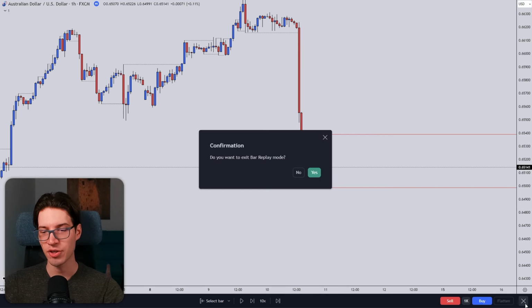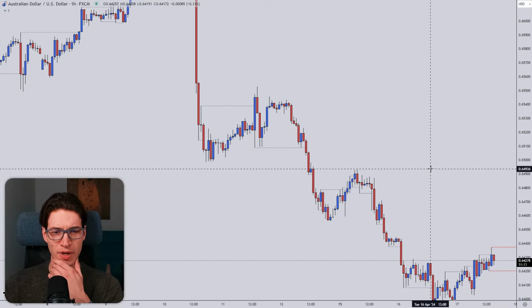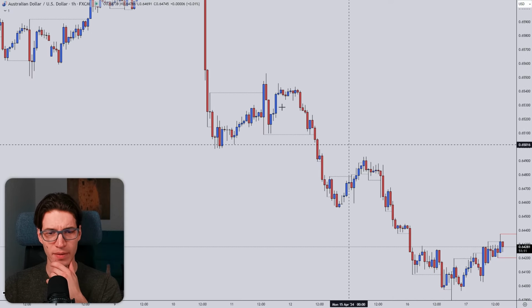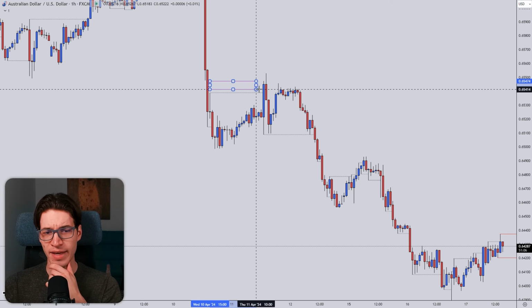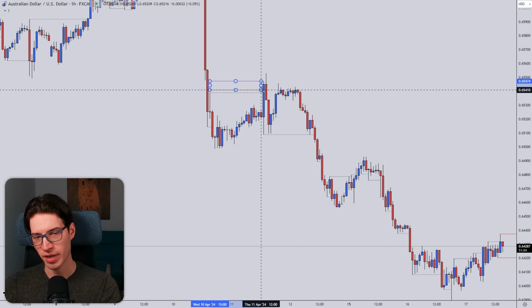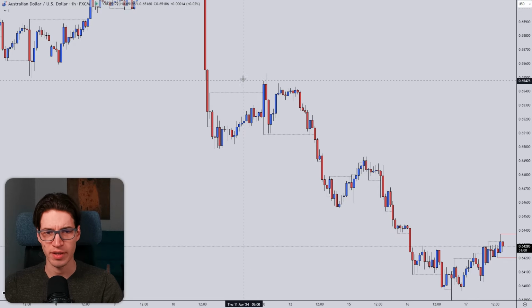Double wicks are a major warning sign on the Aussie US dollar. What happens next? Well, a bit of a range. There was a liquidity sweep opportunity of this area. I didn't take it. I wanted a bit more confluences, but I believe it would have worked out. Let's see with a 10 pip stop loss.